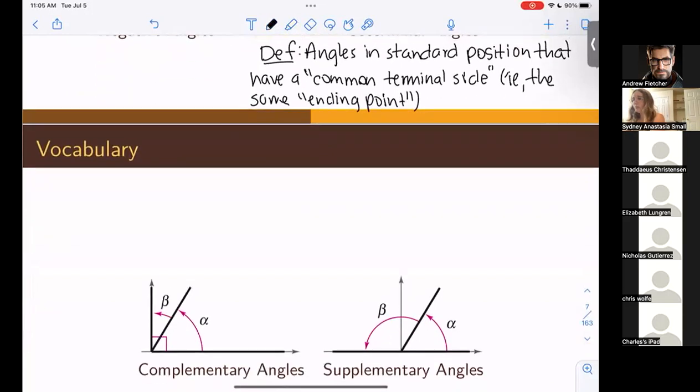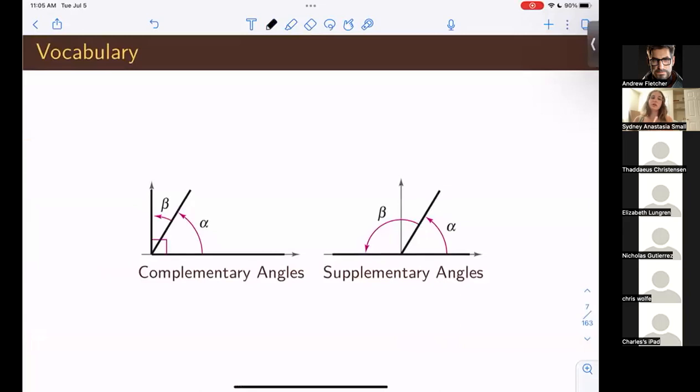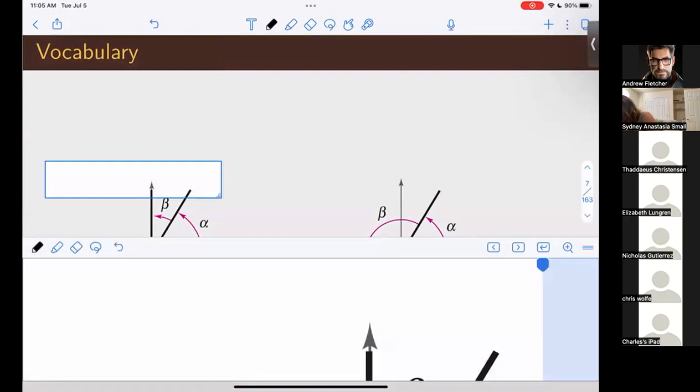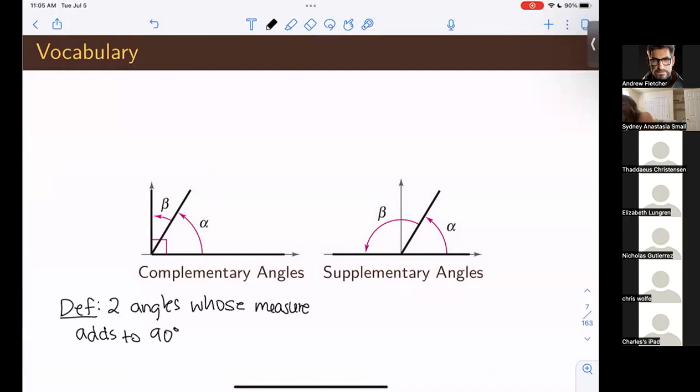Okay, a little bit more vocabulary with angles. You may have seen this before in high school geometry, but I'll remind you again. All a complementary angle is, or 2 complementary angles are, just 2 angles whose measure adds to 90 degrees.